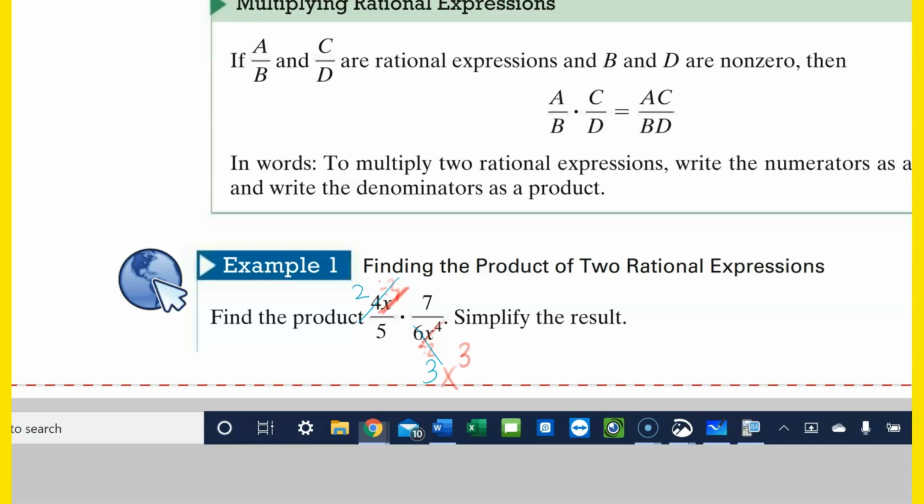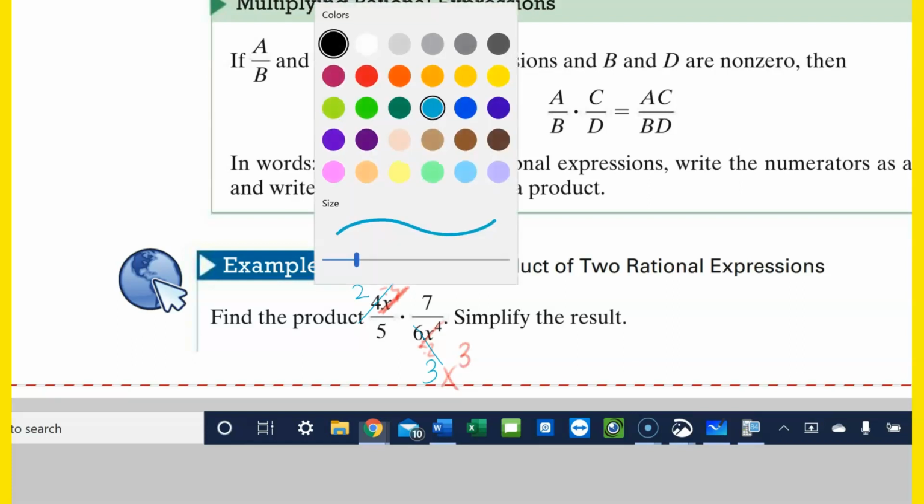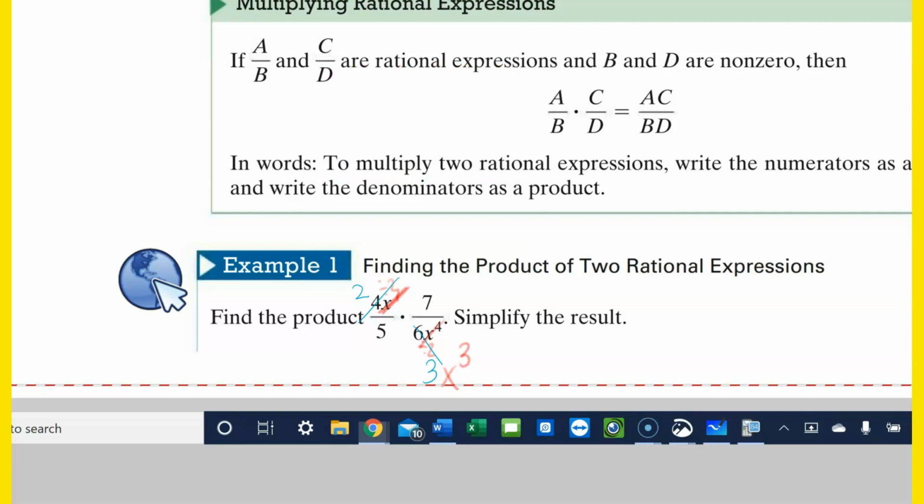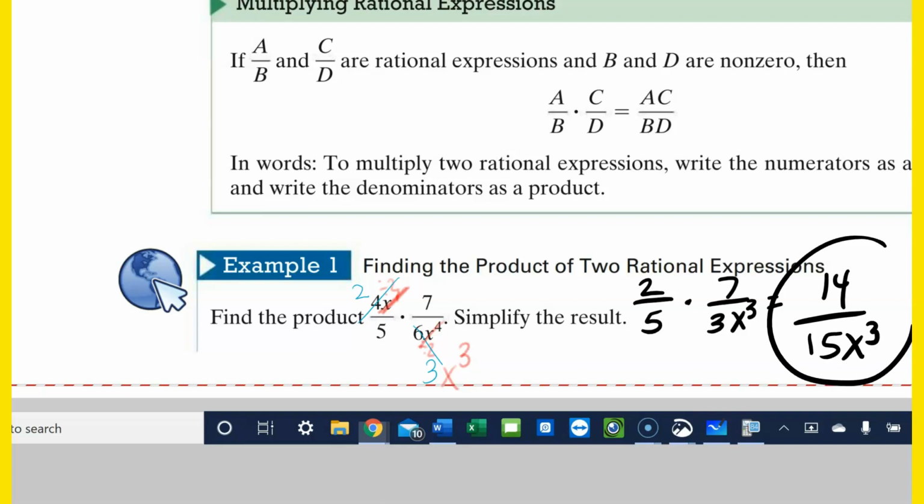So now, what am I left with? I am left with 2 over 5 times 7 over 3x cubed. Now, nothing else can reduce, and I should go ahead and multiply straight across. It leaves me with now 14 on top and 15x cubed on bottom, and that's my answer. And that's the completely reduced answer.